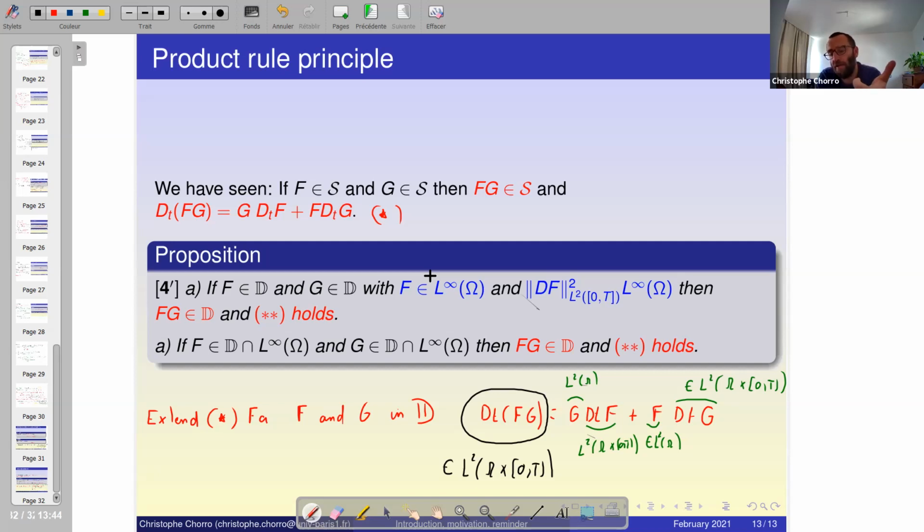And on this domain, we have seen that the derivative operator fulfills several properties. It fulfills the chain rule for mappings that are C1 and Lipschitz. The domain is stable by Lipschitz mappings, and I have the product rule if I enlarge a little the integrability condition on F and G.